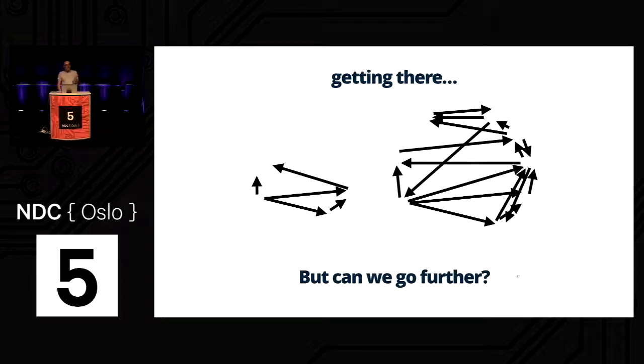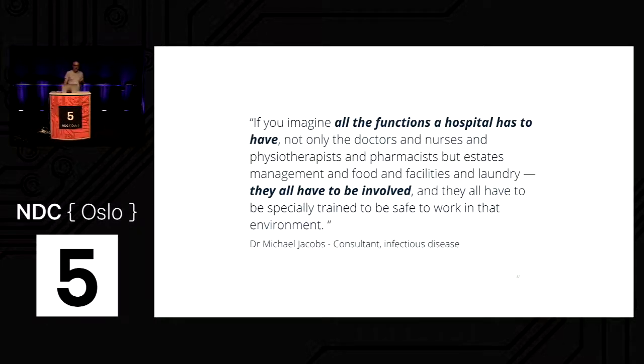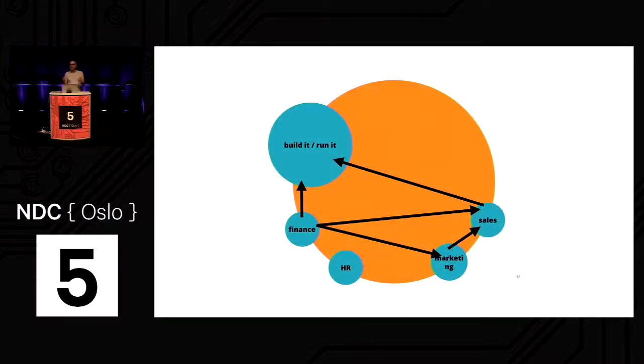Can we go further, right? This is the next part. So if you imagine all the functions a hospital has to have, they all have to be involved. He didn't say except pharmacy and physical estate. All the functions have to be involved. And at the moment we've got this situation where our commercial colleagues are still nowhere to be seen in terms of our cross-functional build it, run it style teams.